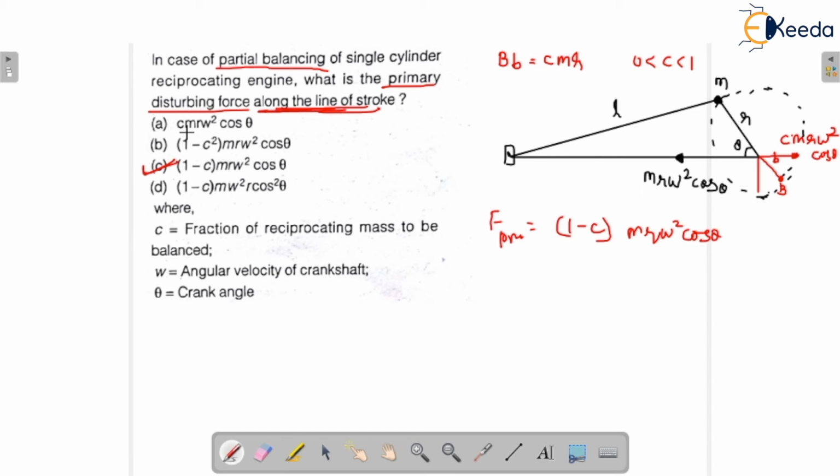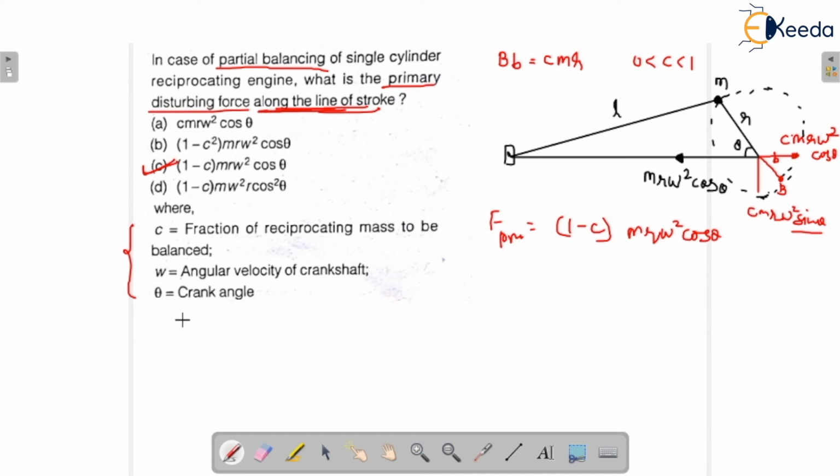However, the options are basically different, so you can easily find out that option C would be the correct answer, because if I ask you to find out the unbalanced primary force perpendicular to the line of stroke, it would be c m r omega square sin theta, but this is perpendicular to the line of stroke. Okay, so in the question it is asking primary disturbing force along the line of stroke. That is the answer C. Option C would be the correct answer. Okay, however c is given in the question, and omega is the angular velocity of the crankshaft and theta is the crank angle.